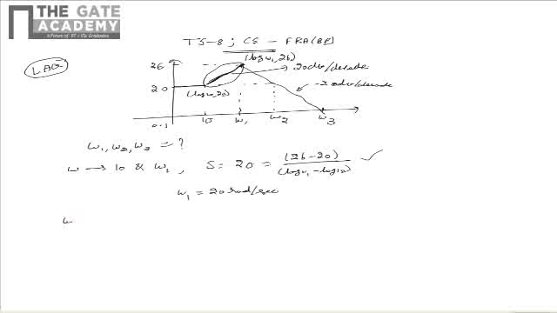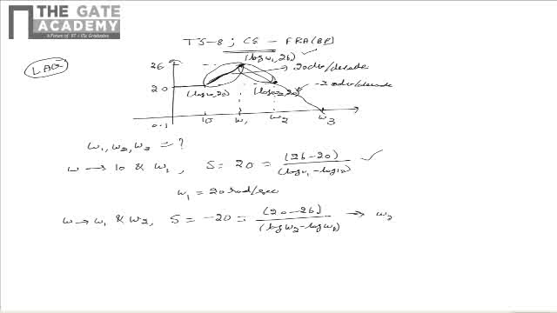Similarly, as omega is varied between omega 1 and omega 2, that is corresponding to the region marked, the slope of the line is minus 20 dB per decade, and it is a line joining the points log omega 1, 26 and log omega 2, 20. So from this we can say that the slope is equal to 20 minus 26 divided by log omega 2 minus log omega 1. And upon simplification we see that omega 2 is equal to 40 radians per second.